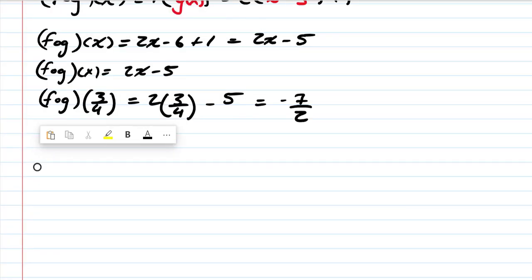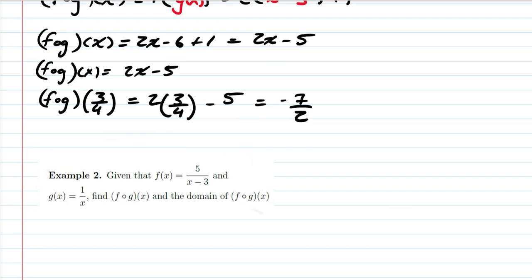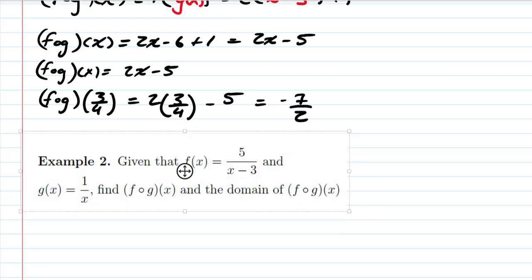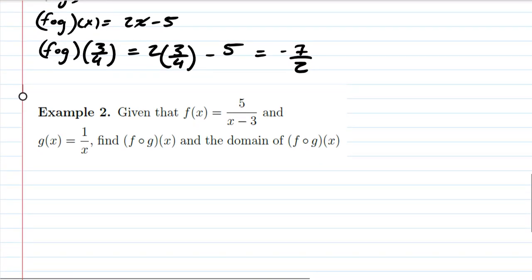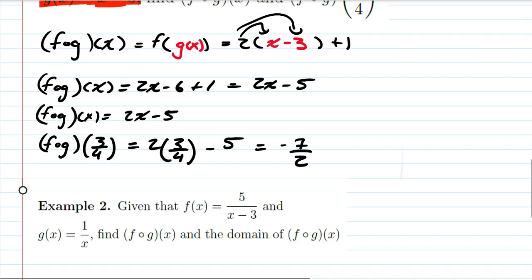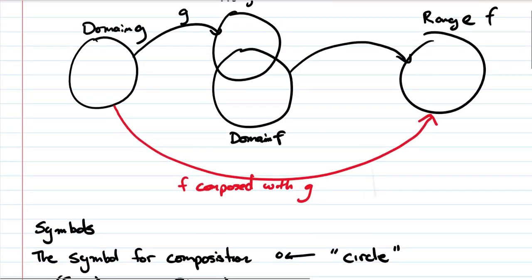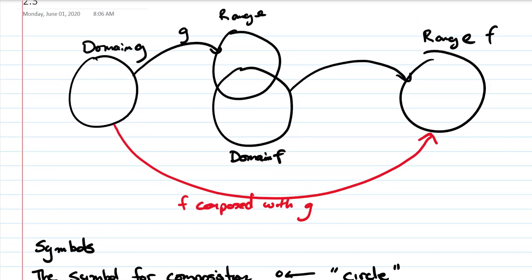We're going to be doing the same thing. So given that f of x is 5 over x minus 3, and g of x is 1 over x, we want to find f circle g, and then we want to find the domain of f circle g of x. So let's go back to our thing at the beginning and see if we can figure out how we're going to get the domain of f circle g.